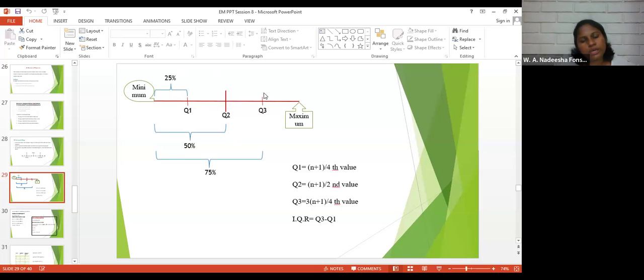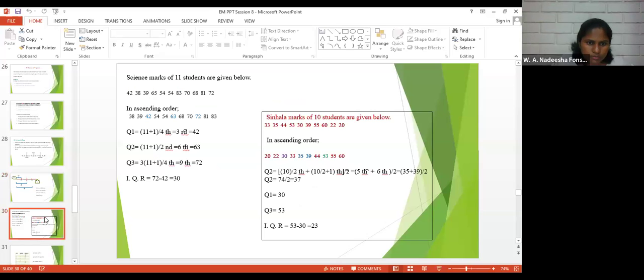There also we can omit the outliers. We only consider the data points from Q1 to Q3. We omit the latter parts. That is why, if there are outliers, the interquartile range is better. These are the examples we did.